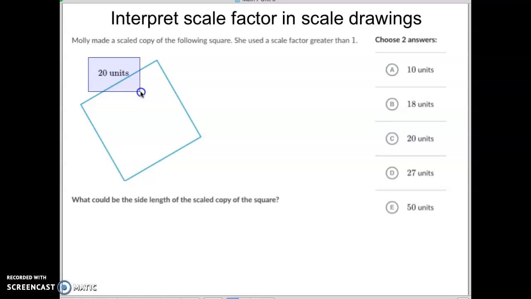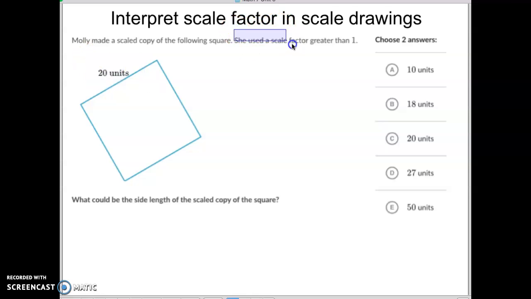If we multiply by a number less than 1, like 20 times 1/2, what's half of 20? Oh, half of 20 is 10. Oh, 10 is smaller than 20. So when we multiply it by something greater than 1, this number gets bigger. When we multiply by something less than 1, this number gets smaller.